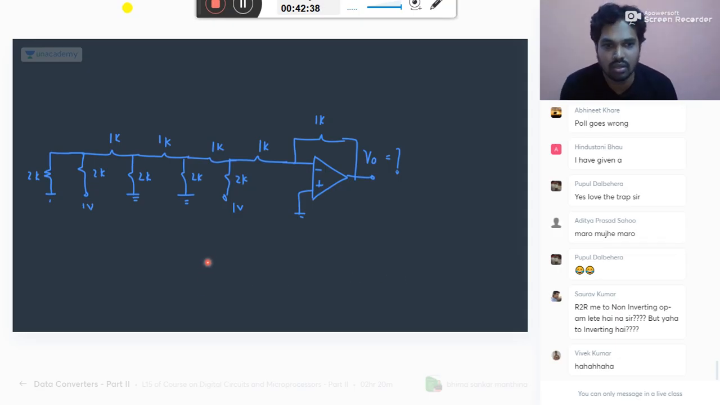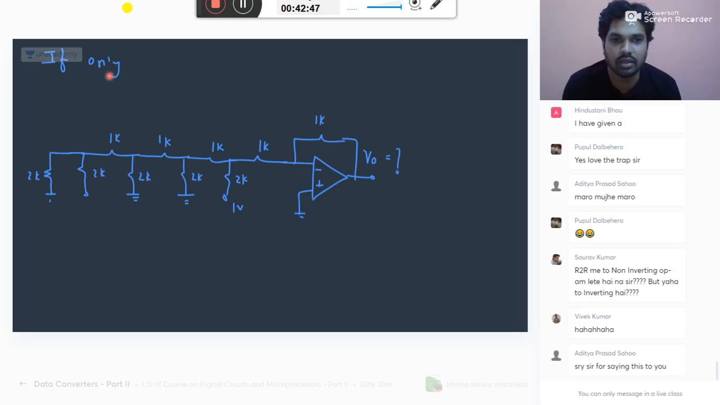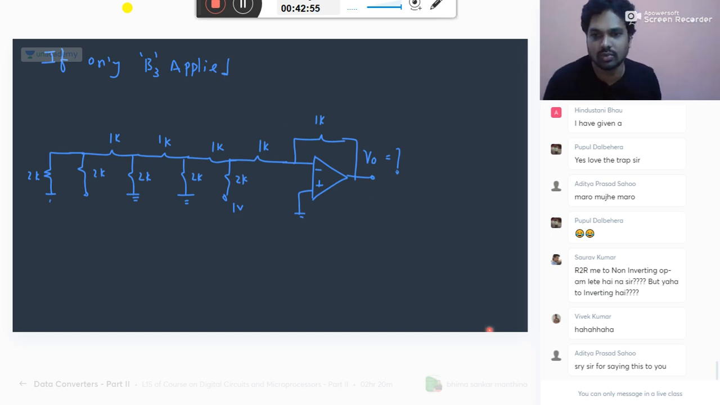Now listen here. When you apply the shortcut, you should find the output if only B3 is applied. Only B3 is applied means this is also grounded. Now, as we discussed earlier, this part is already done. How much is this part?